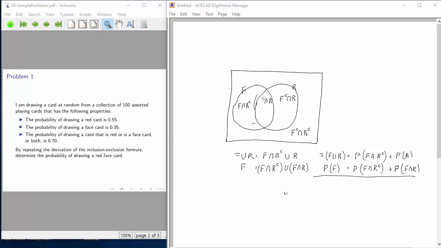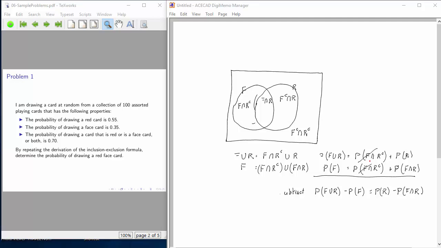Now I've set this up so subtracting works very nicely, and I find that the probability of a card that is either red or a face card minus the probability of a face card is equal to the probability of a red card minus the probability of a red face card. Notice I cleverly set this up so that the probability of the event I'm not interested in canceled out.